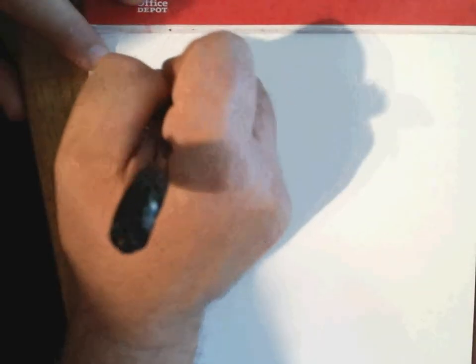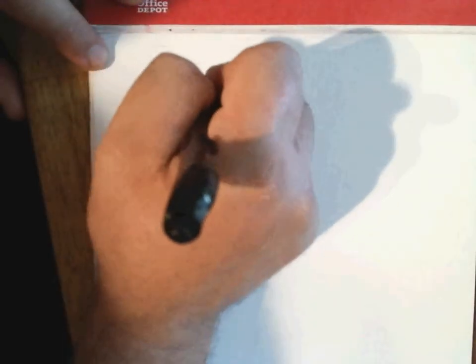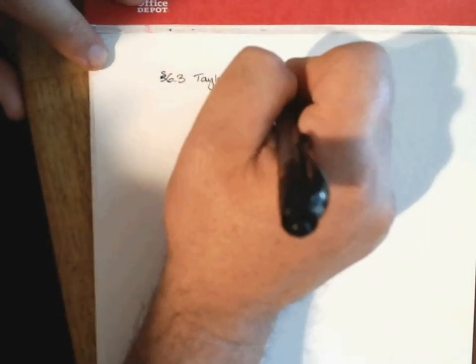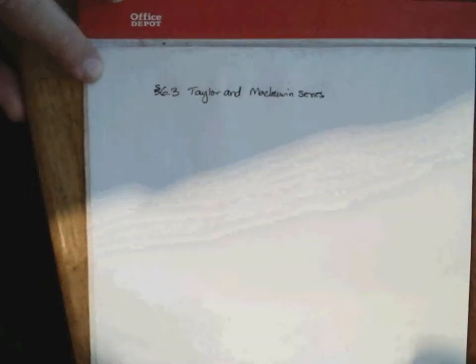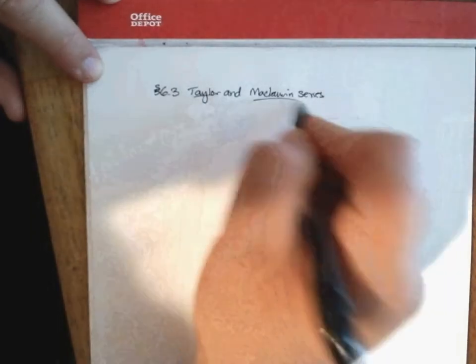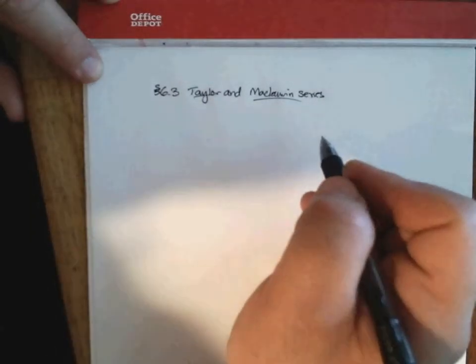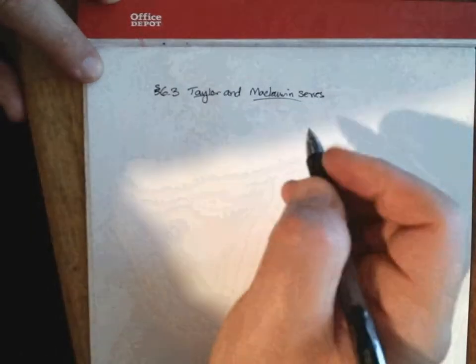All right, ladies and gentlemen, we are looking at section 6.3, dealing with Taylor and Maclaurin series. In this section, don't be concerned with the fact that we have two names here. Seems like we're studying two different things. They're in fact basically the same thing. All right, so let's get started.